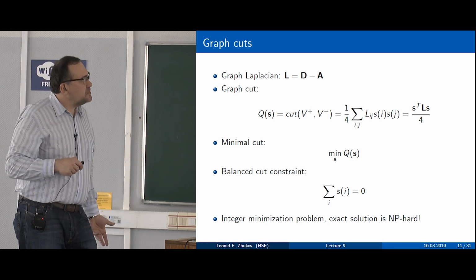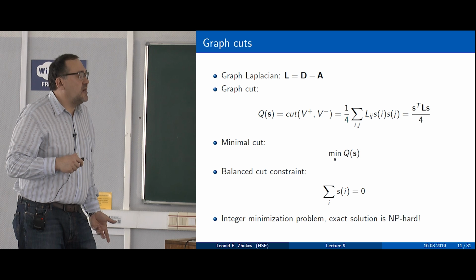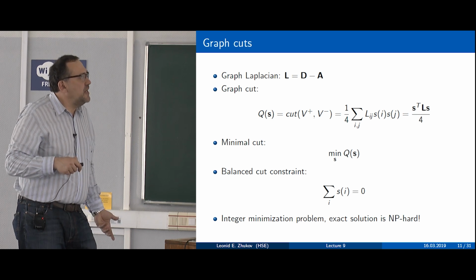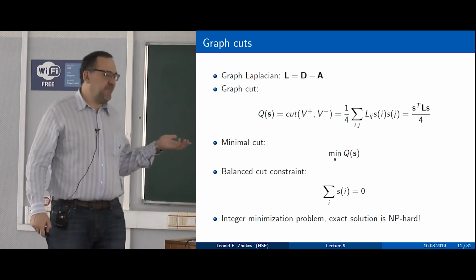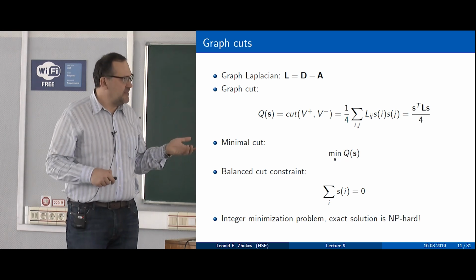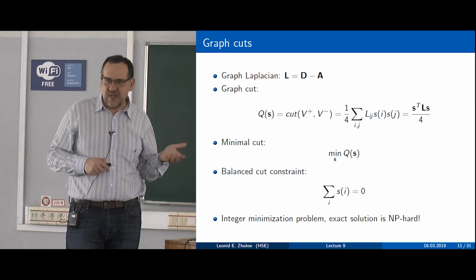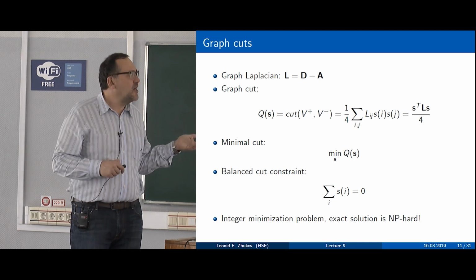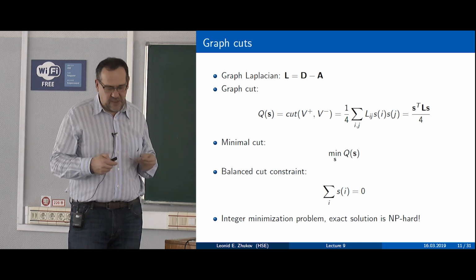So far I just introduced notation. I said our graph cut can be expressed in this way. But this is an integer optimization problem: S is a vector of integers, and minimizing this is NP-hard. So it's pretty much what we have done for the last 15 minutes. In some sense it's useless if I leave it here, because integer programming is very hard. We will not be able to solve it on large graphs.